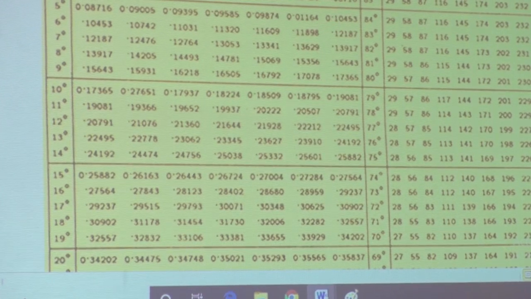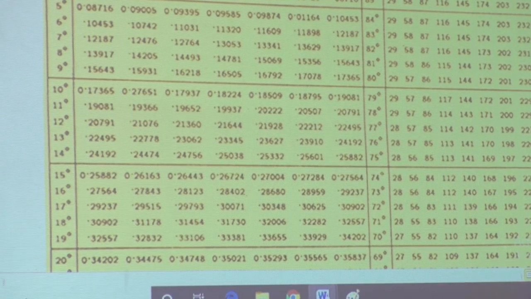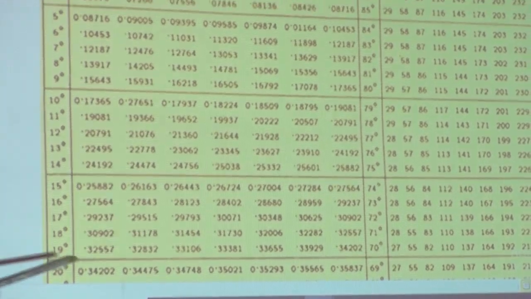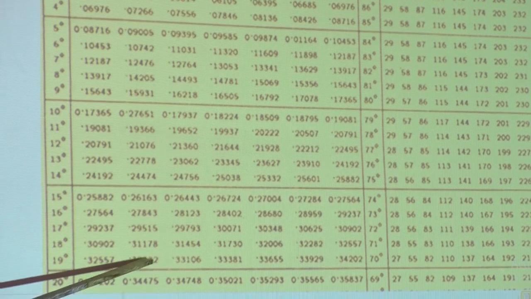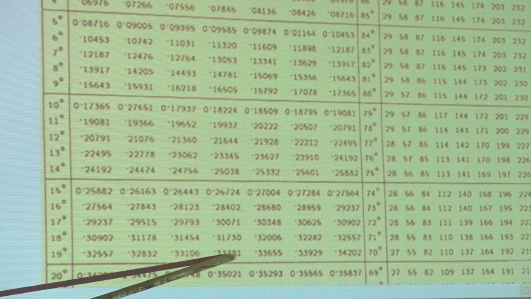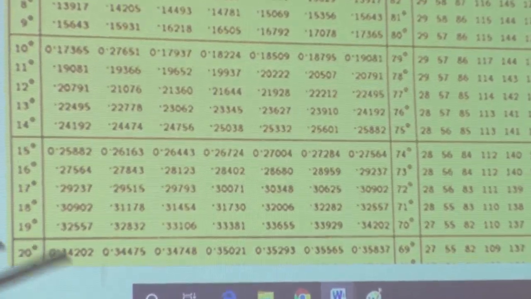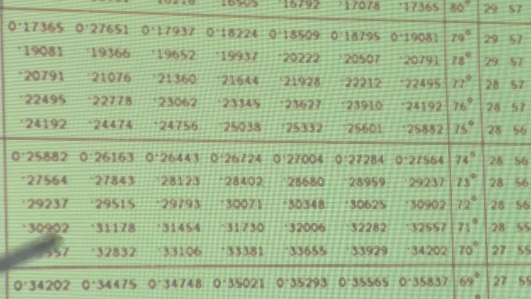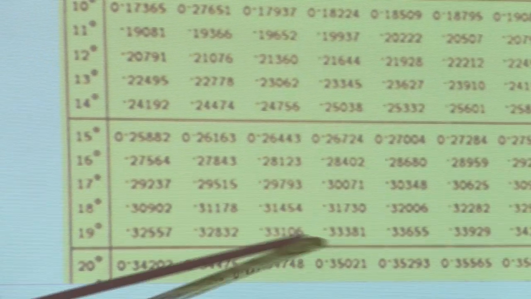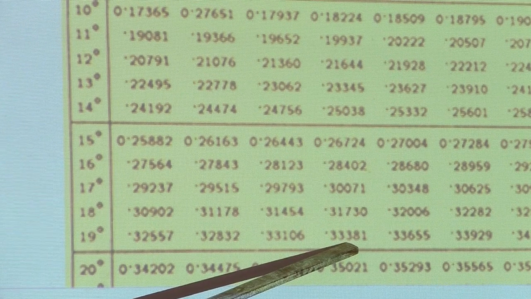0.33. Yes. You will get it here. 0.333. Where is it? See, 0.32557. 0.32832. 0.33. Ah, here it is. 0.33381. That is enough. Can you see this? It is 19 degree and 0.33. This is enough for us.